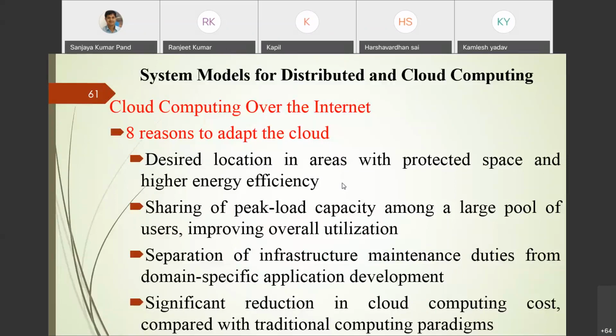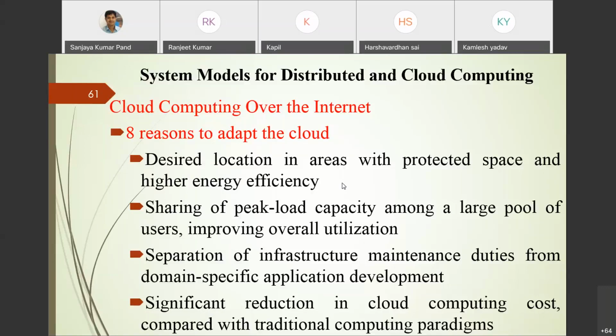Third one is separation of infrastructure maintenance duties from the domain specific application deployment. You know that day by day the load in the data center is drastically increasing, because in Facebook people are making so many posts. So the data center used by Facebook needs to expand its infrastructure. They also need to deploy applications, and develop the infrastructure in such a manner that applications can be deployed and seamless services can be provided to the user. So that is also one of the factors.